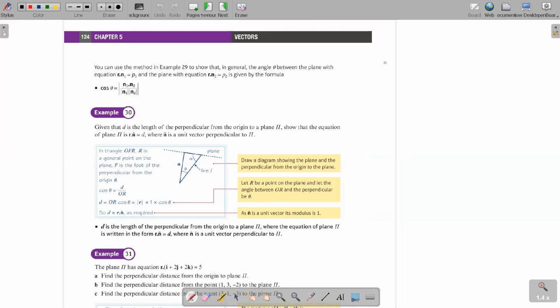Is that okay? So, summary: the angle between two lines with direction vectors a and b is cos theta equals a dot b over modulus a modulus b, right?